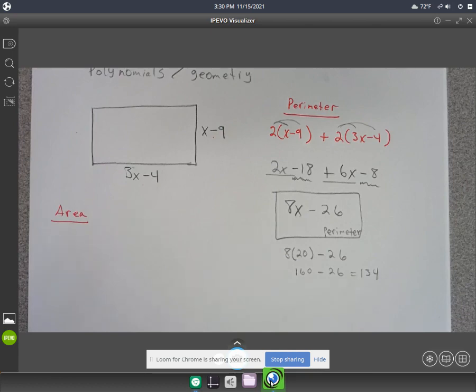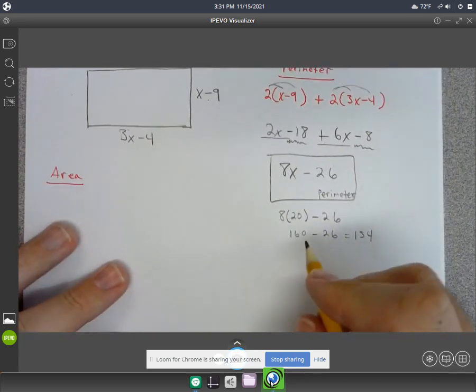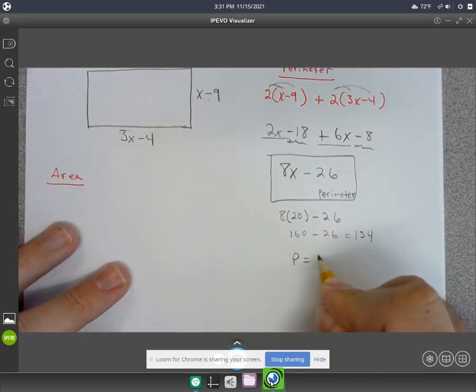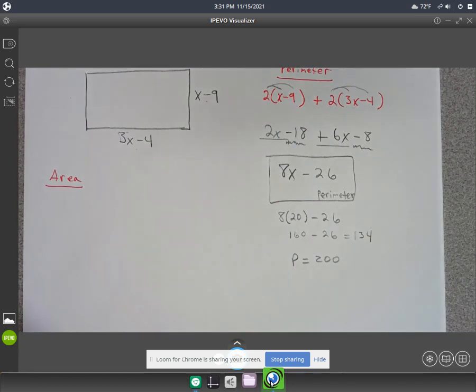Another question could be like, figure out what x is if you're given the perimeter. That'd be a totally different ballgame. So let's say they said the perimeter is equal to 200, and you've got to figure out what x is. Well, then there's a couple of ways you could do it. What you could do is just start plugging in values for x. If this represents your perimeter and your perimeter is equal to 200, you can just start plugging in values for x until you get to 200.